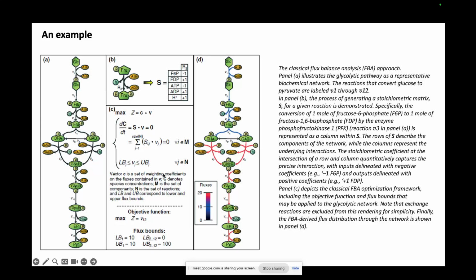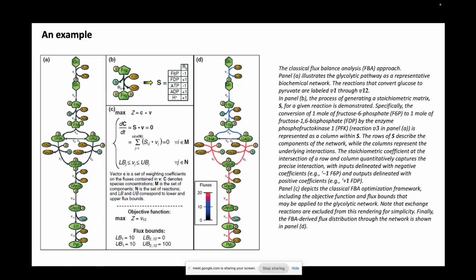So basically, the concentration of each of these metabolites. M is the set of components, and N is the set of reactions. And this LB is the lower bound, UB is the upper bound. So you're defining all the solution space, you're defining it in that region. You're giving an objective function which is z equal to cv, and you're trying to maximize this objective function, and these are your flux bounds.